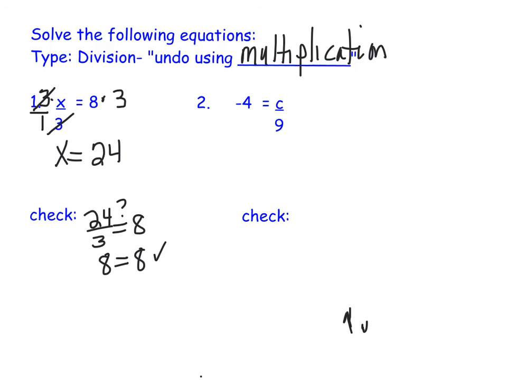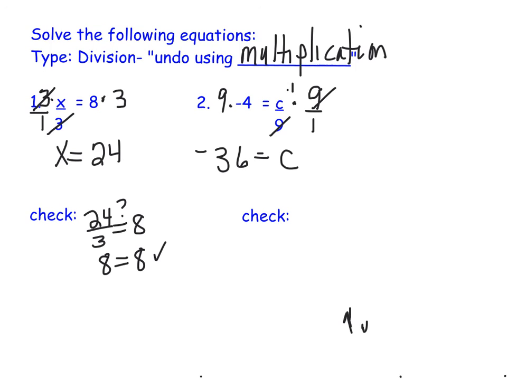All right, number 2. Negative 4 equals c divided by 9. Okay, so if c was divided by 9, to get c back by itself, I'm going to find the inverse operation. I'm going to multiply both sides by 9. Now look at this 9 over 1. You have a 9 in the numerator, 9 in the denominator. 9 divided by 9 is 1. So over here on the right I get 1 times c, or just c. And over here on the left I have 9 times negative 4, which would be negative 36.